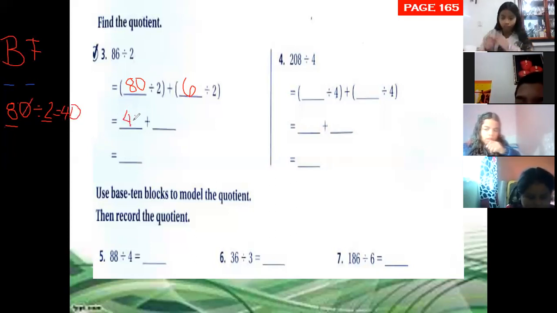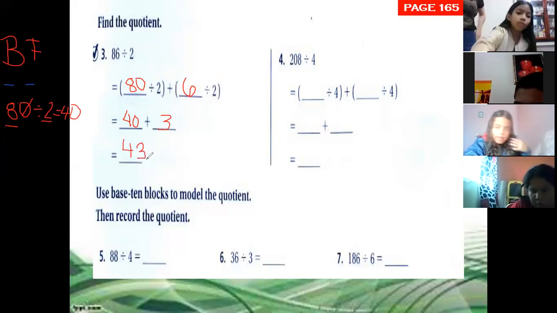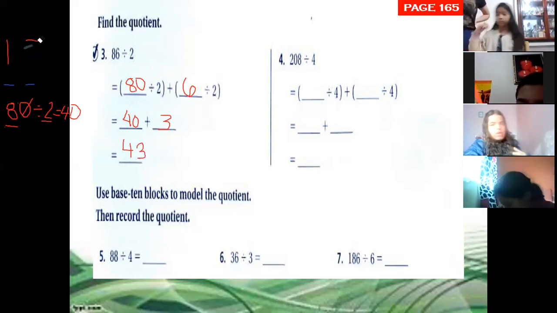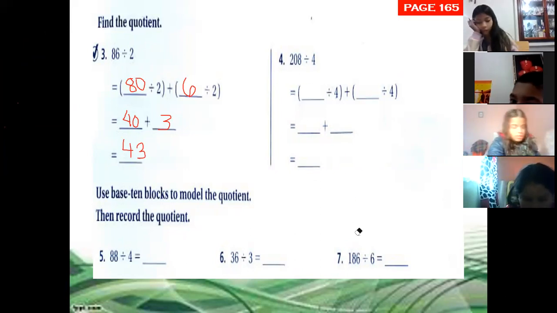So I write the 0 here. 80 divided by 2 equals 40. Now 6 divided by 2 is 3. Now 40 plus 3? 43. Excellent. Next exercise, we have 208 divided by 4.